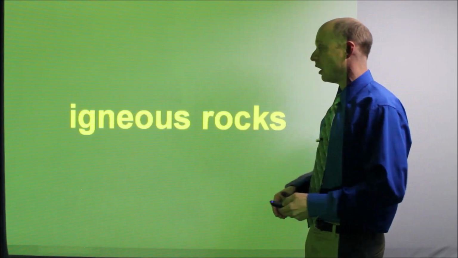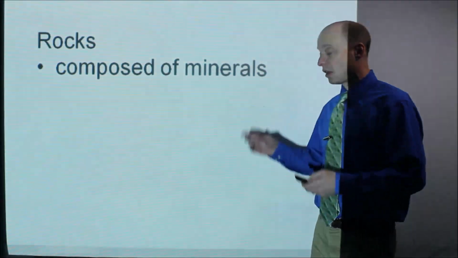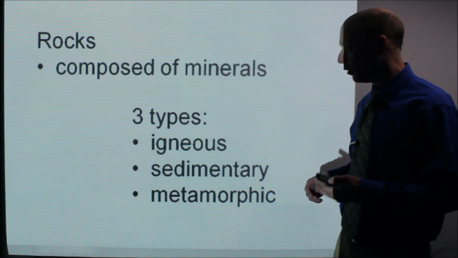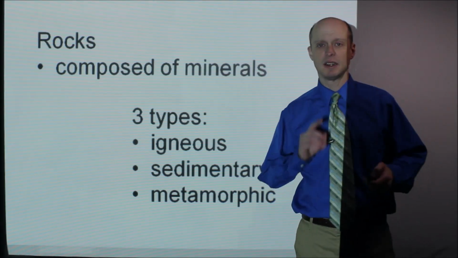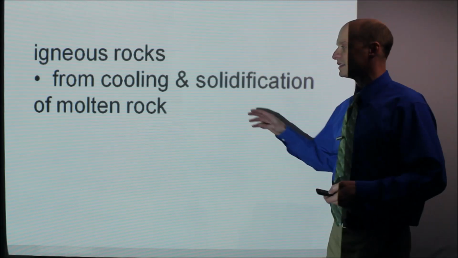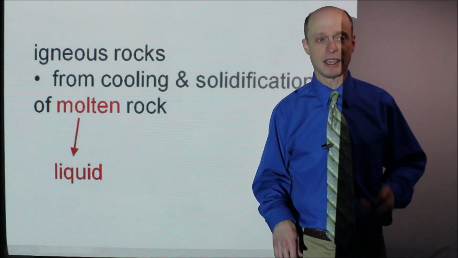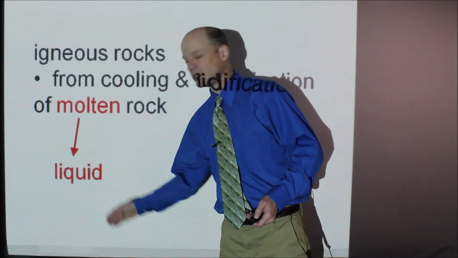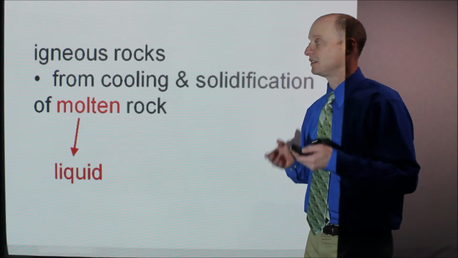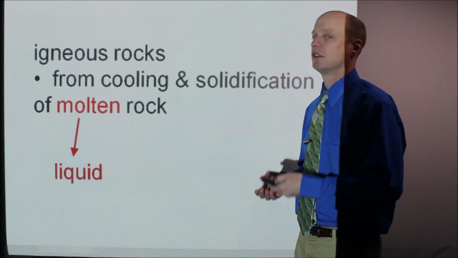So here we go. First, rocks are composed of minerals, and there are three types of rocks, which you probably know by now. It's igneous, sedimentary, metamorphic, and here we're looking at igneous. Igneous rocks form from the cooling and solidification of molten rock. And molten rock, the word molten means liquid. So we're talking about liquid rock. You may know of lava, for instance. That is igneous rocks, forming from volcanoes on a basic level.